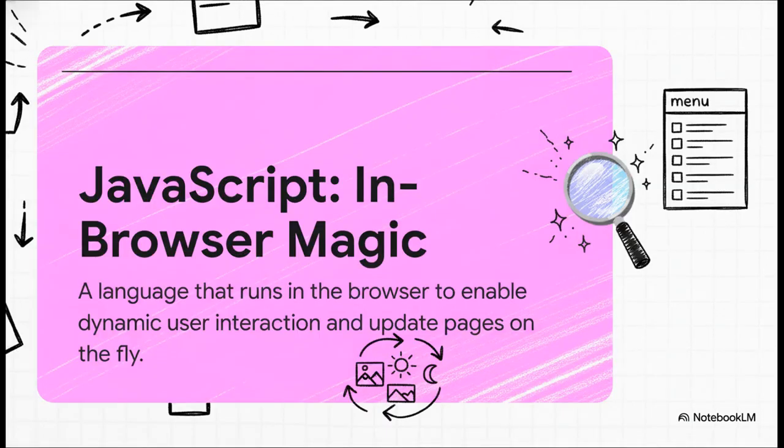So while PHP is working its magic on the server, JavaScript is the magician performing right there inside your browser. It's the reason image carousels spin, why drop-down menus appear, and, as we're about to see, it's how you can update parts of a page without ever doing a full refresh.